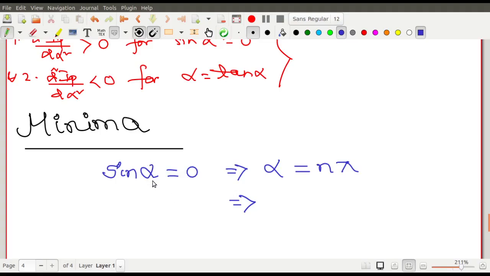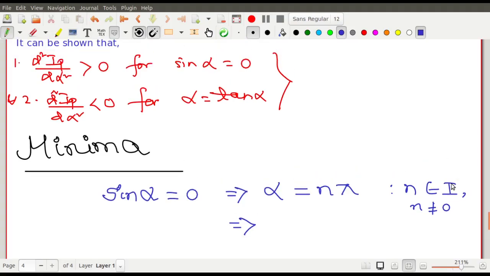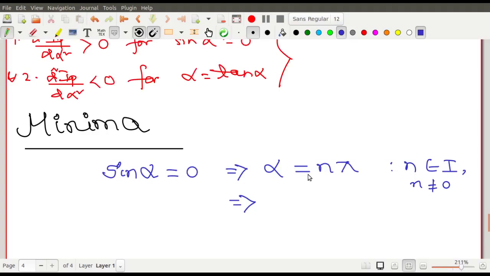So fine, minima is at sin alpha equals to 0, so alpha equals to n pi, where the value of n will be any integer other than 0, because n equals to 0 is already taken to be the principal maxima. So n can be anything except 0. I will just show you, just wait.